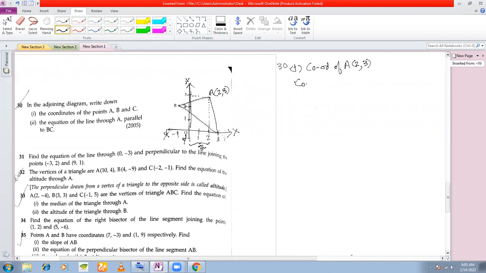Next, coordinates of B. Okay, so which point is your B? This is your B. Now if we see B here, this distance here is 1 unit, or -1, in the negative direction of x. So the x coordinate will be -1. And what about this distance? This distance is your y coordinate, right? So what is this distance? If you see, this distance is 2 units, right? So the y coordinate will be +2 because it's in the positive direction of y. Okay. So coordinates of B is -1, 2.